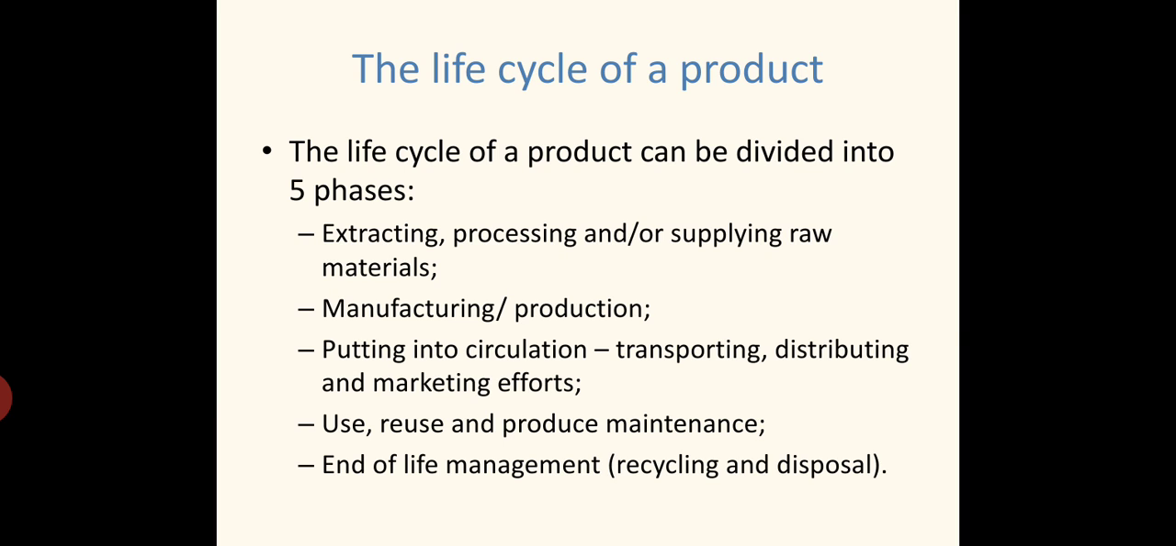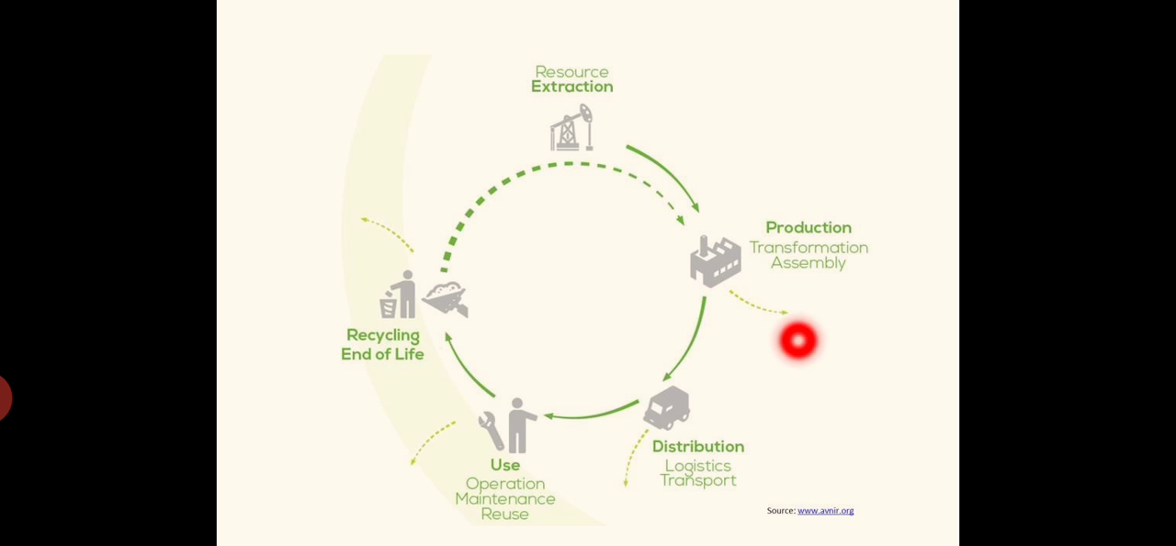So the third one is putting into circulation. The next important phase is putting into circulation. Circulation means once the product is produced, we have to carry it to the destination or wherever it is marketed. So there comes the important one, that is transportation. Transporting, distributing and marketing efforts all come together in the third phase, putting into circulation. That is what is shown here, distribution. The third phase is the distribution phase.